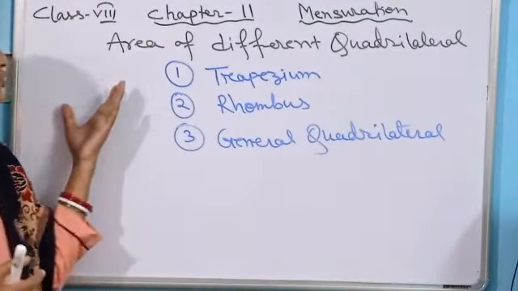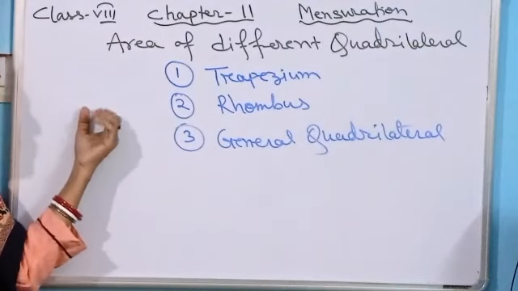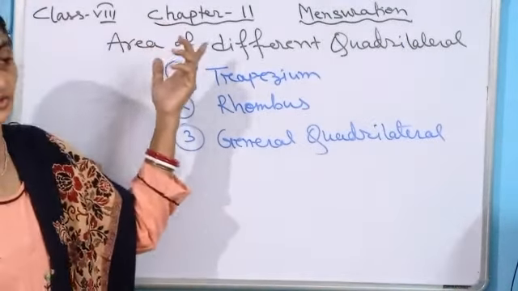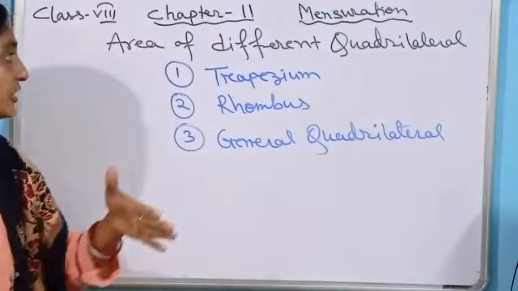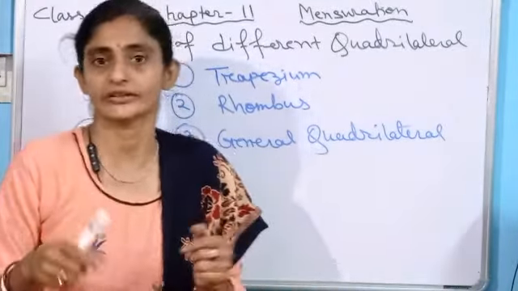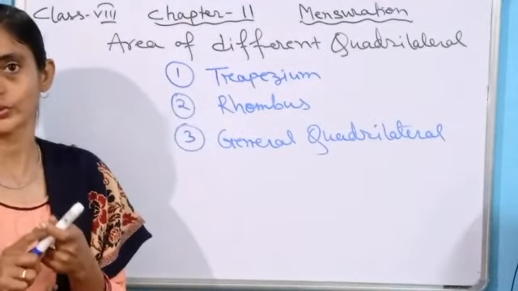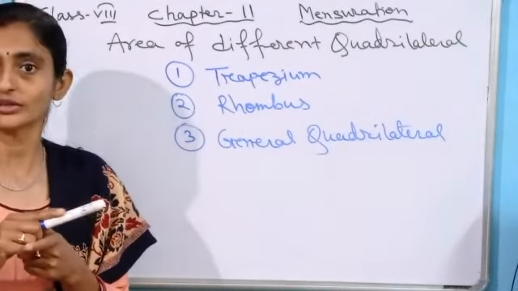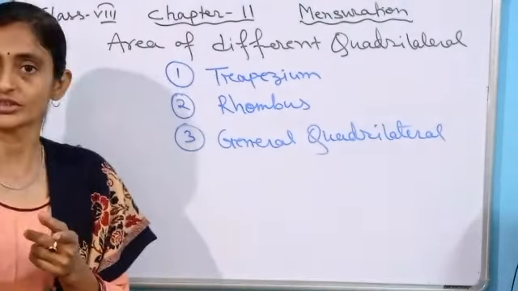So today we are going to discuss the second part of this chapter, that is, chapter 11, mensuration. Here we will discuss the area of different quadrilaterals. Already you know about the square. Yes, this is also a quadrilateral. These are special quadrilaterals.